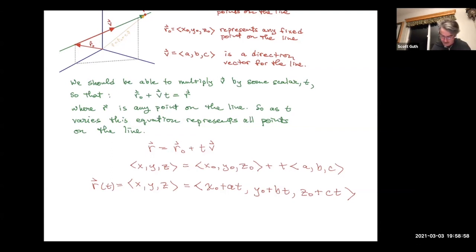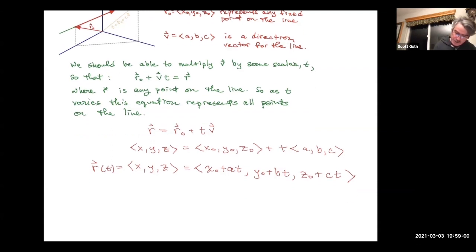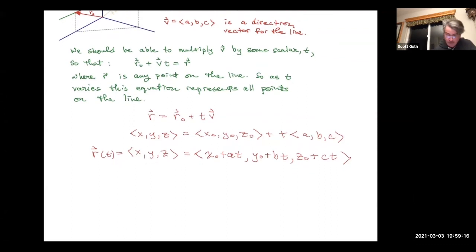It's called a vector valued function, where it inputs a scalar and outputs a vector. The scalar, of course, is time. And so the idea is at any time, you end up at some position on this line in space. Okay, it outputs a position vector. Any questions? So this is called a vector function.